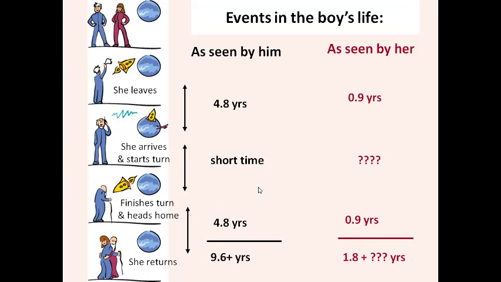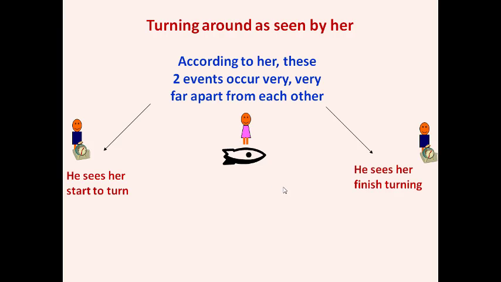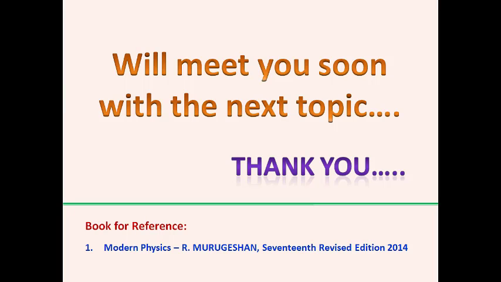This is termed time dilation. The concept of time dilation leads to the idea that the time interval between two events depends on the state of motion of the observer. So this is one of the important topics in the field of special theory of relativity.